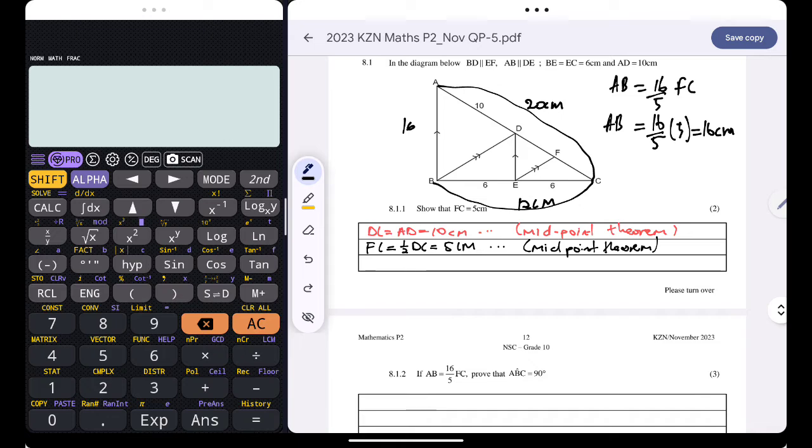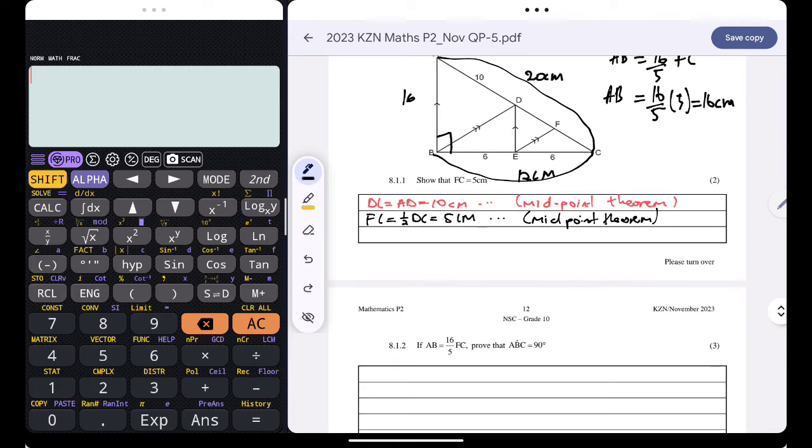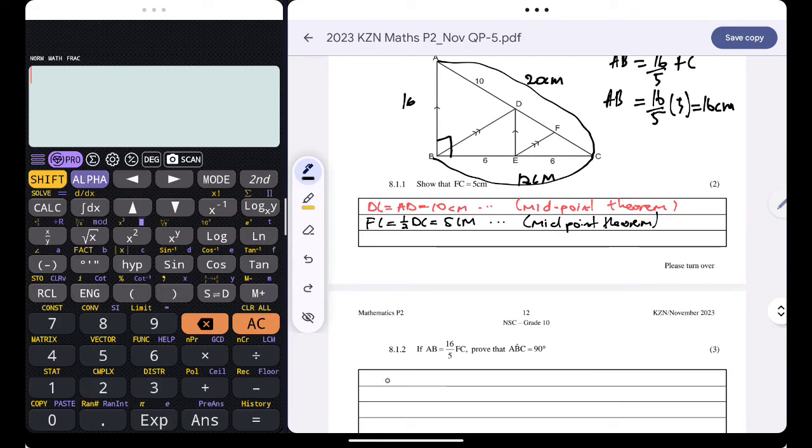So we can prove that this angle over here is 90 degrees. How so? If you can prove that the Pythagoras theorem is true, if you can show that AB squared plus BC squared will be equal to AC squared.